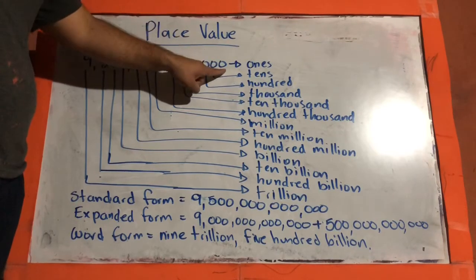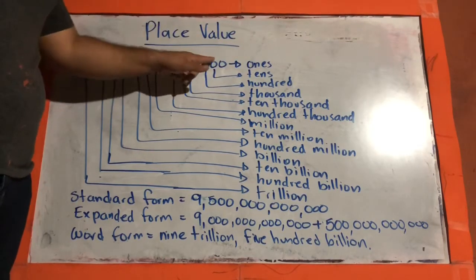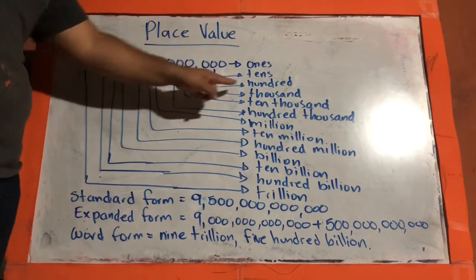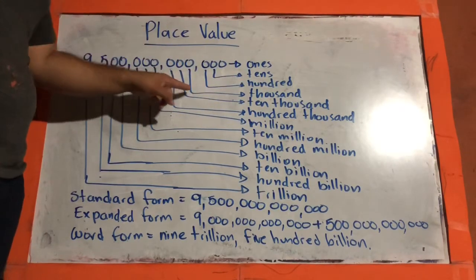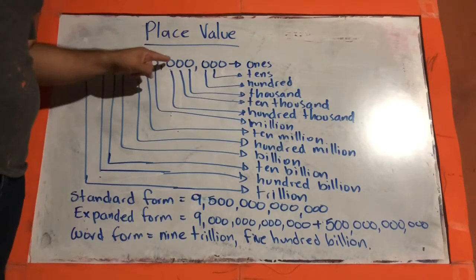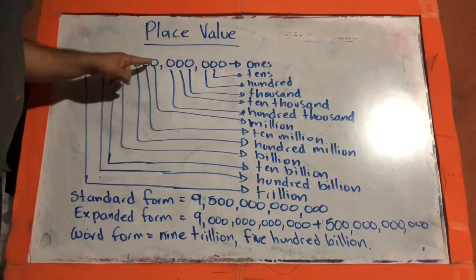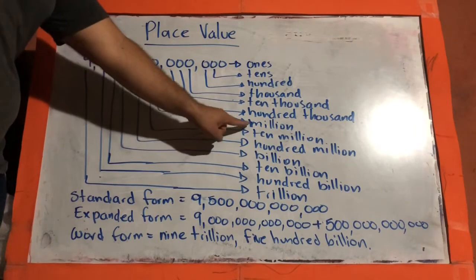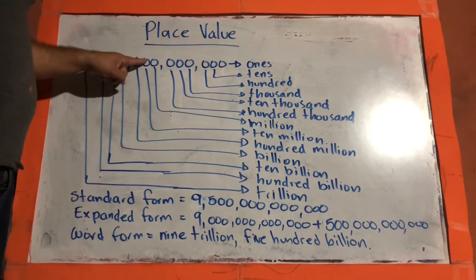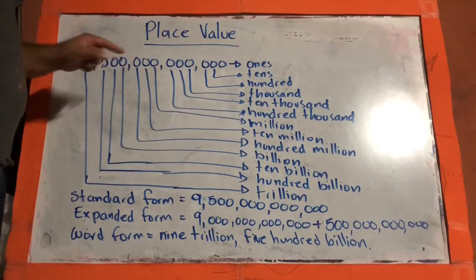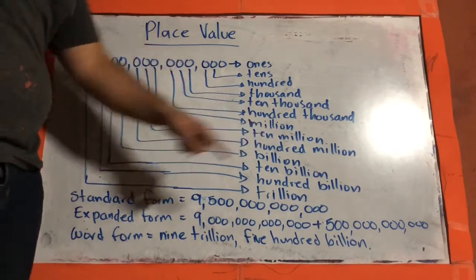So the first digit, its name is ones. The second digit, tens. The third, hundreds. The fourth, thousands. The fifth digit is 10,000. The sixth digit is 100,000. The seventh digit is million. The eighth digit is 10 million. The ninth digit is 100 million.